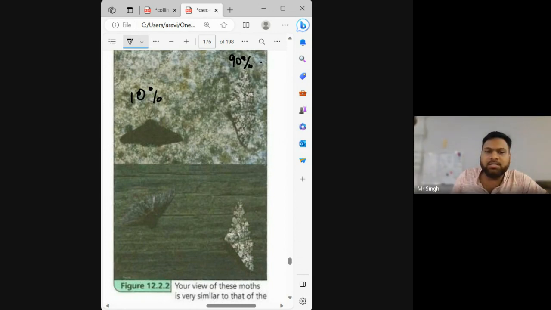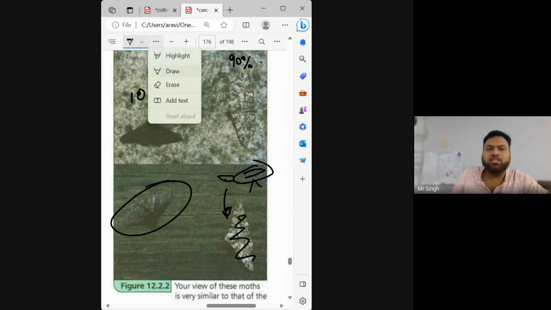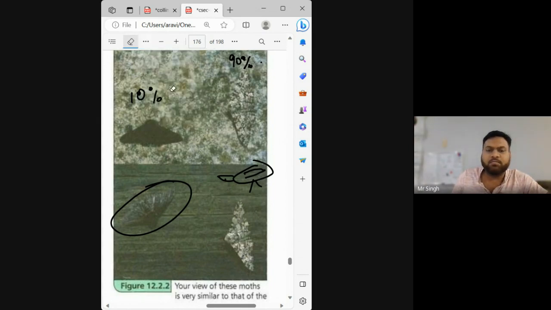So when the bird sees the black and white moth, right, this is what a bird looks like in my mind. When the bird sees the black and white moth, this is the one that it is going to see. It may not see this one because it is much better camouflaged. So it is going to eat this peppered moth, right? It's going to eat the peppered one. So that means that this one is much more camouflaged.